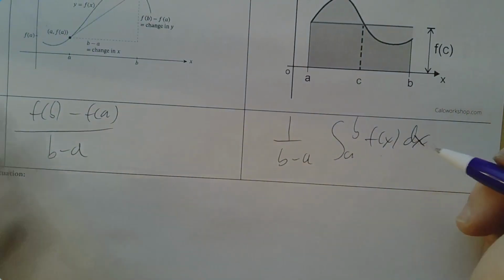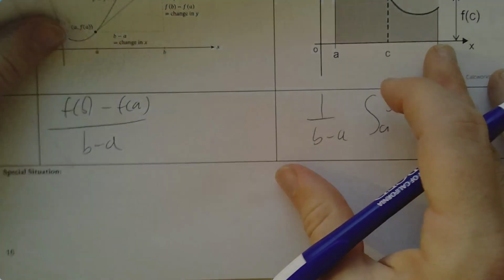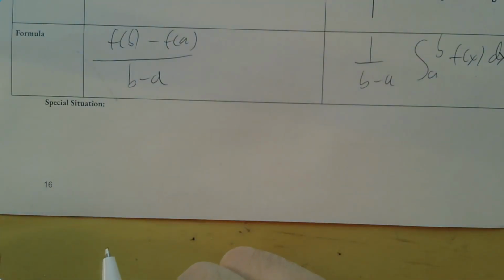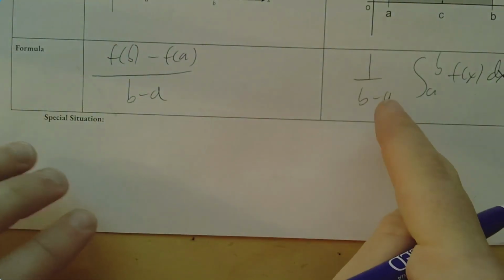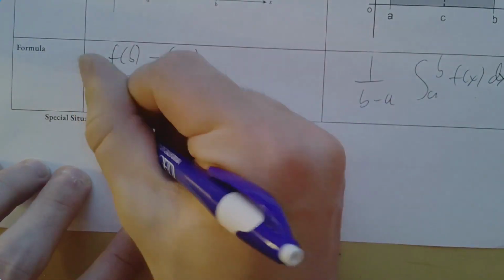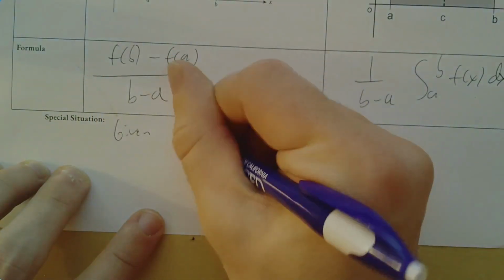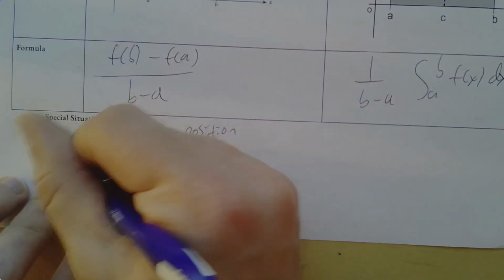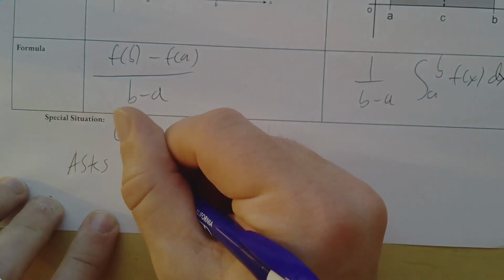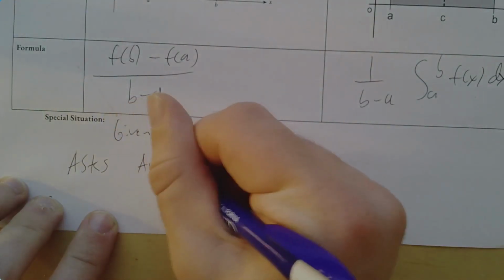There is a special situation, and I don't want to confuse you. So if you feel like you're good on this, just move on. There is a special situation in which you would use average rate of change, even though it might seem like you should use average value. Let's say you're given position, and it asks for average velocity.